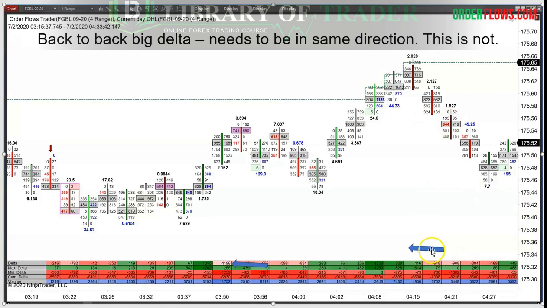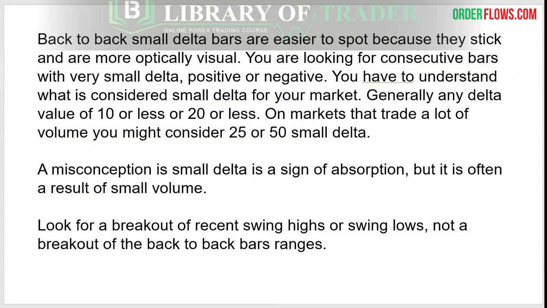So back-to-back big delta, although not a trade setup per se, will help you manage your trades on where to get out. I know people specifically look for back-to-back big deltas as an exit point. If they're in a trade and they see back-to-back, they get out. Now, back-to-back small delta bars are easier to spot because they stick out more and are more optically visual.